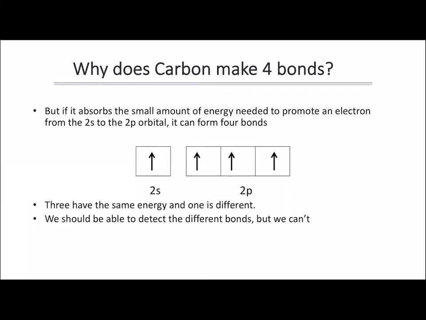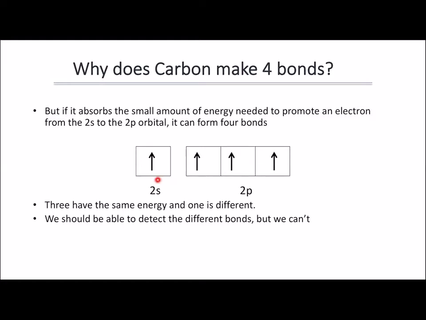Even if we add a small amount of energy, I can excite the electron from the 2s into the 2p. At least here now, I have 4 unpaired electrons, so now I can make 4 bonds, right? Right. The carbon is going to share each one of these valence electrons and make a bond. Now, 3 of them are in the 2p, so 3 of them should have the same energy. But that 2s, it's a different energy level.